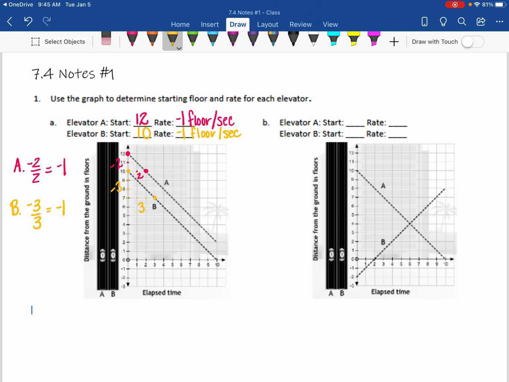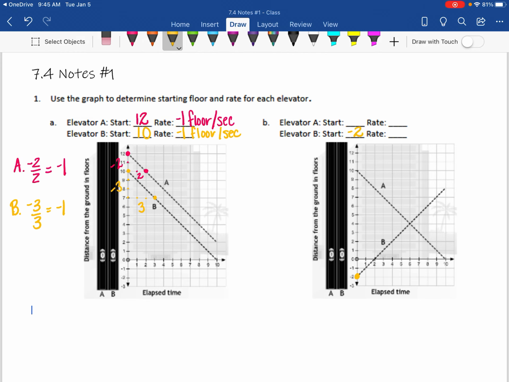All right, let's take a look at letter B. And I'm not going to go through both of them, but let's look at elevator B. Where does it start? Okay, it starts at -2. Oops, that's not elevator B. Elevator B starts at -2.